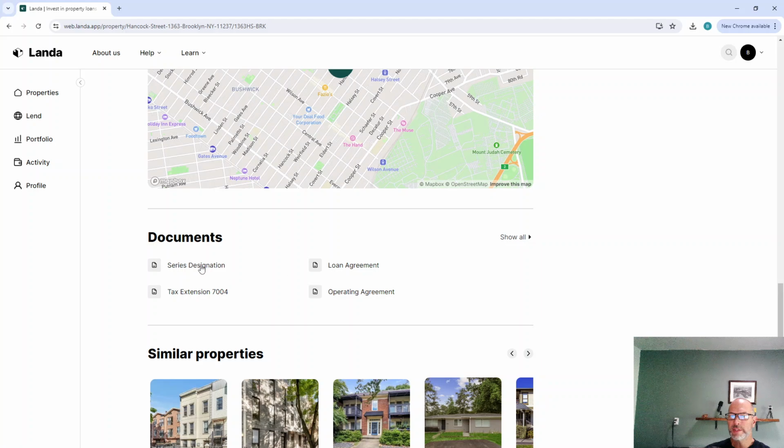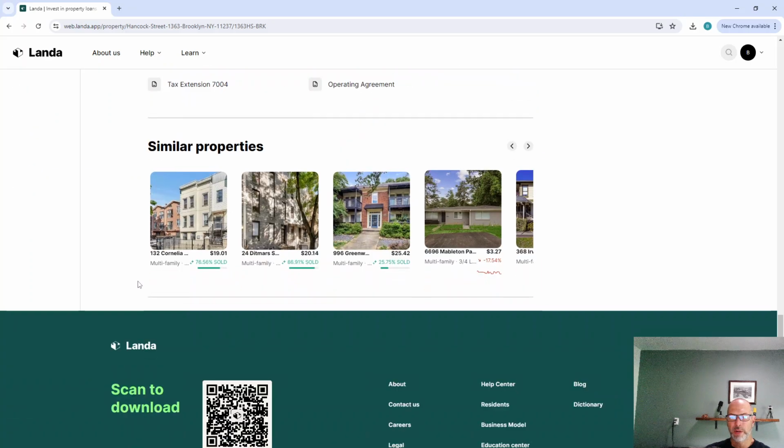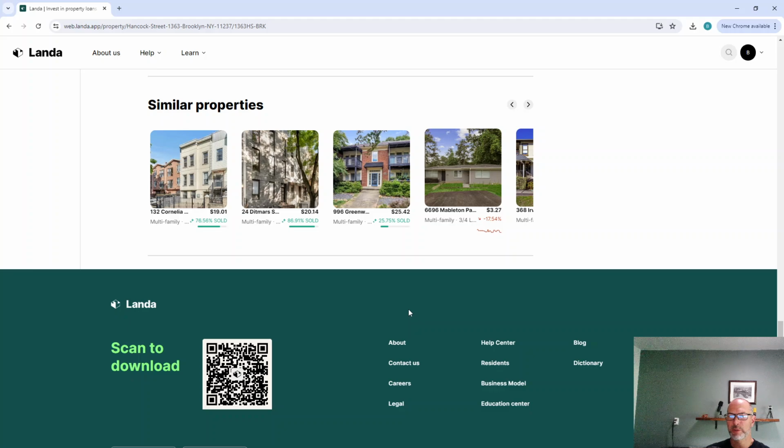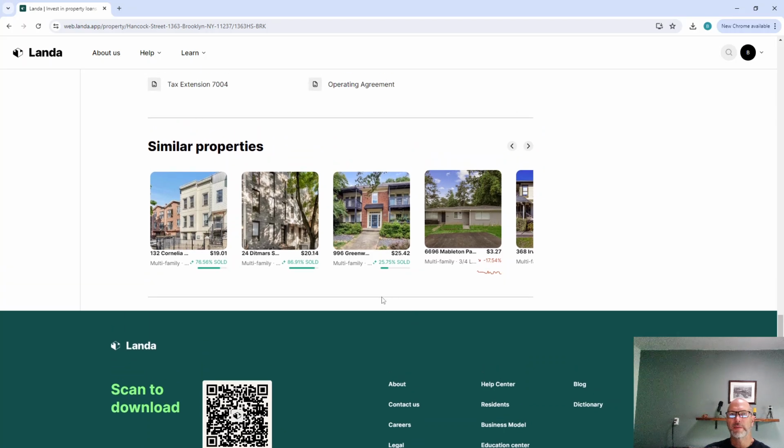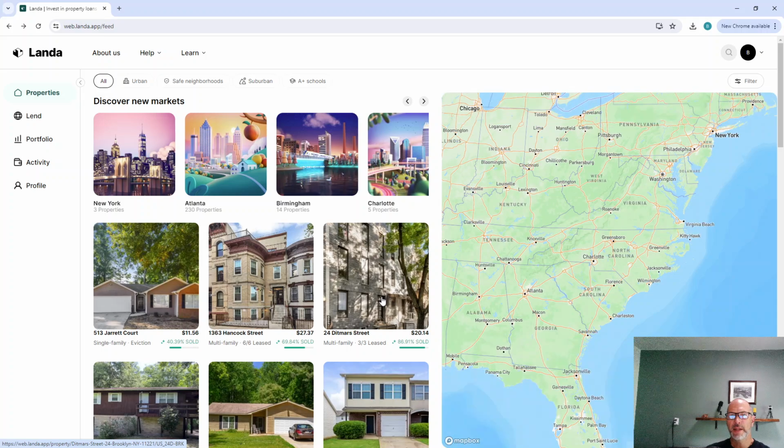And then you get a little neighborhood breakout here. And then you can even see the documents. You can see the loan agreements, operating agreements. Everything that is going on with this property you have at your fingertips, and similar properties to it. From a platform perspective, Landa is the best that I have seen on a fractional ownership of properties website. That's the good news. Where I have problems with it is the information does not seem to track. And let's get a little bit more into it.